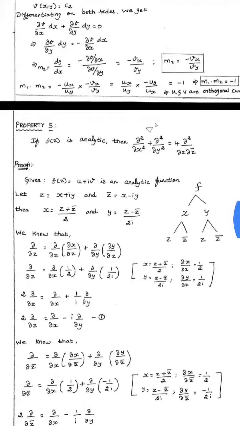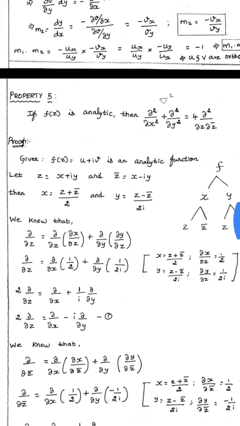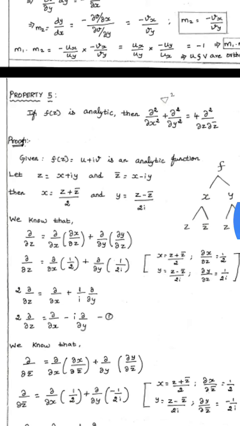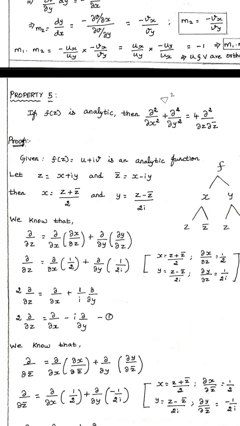If f(z) is analytic, then we are going to prove that ∂²/∂x² plus ∂²/∂y² is equal to 4 ∂²/∂z∂z̄. This is what we are going to prove, which is very important. This ∂²/∂x² plus ∂²/∂y² can be written as del square. Sometimes in exams they will give it as del square also, so you should not get any confusion.